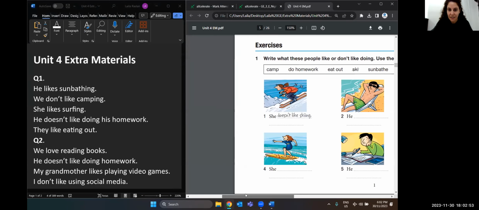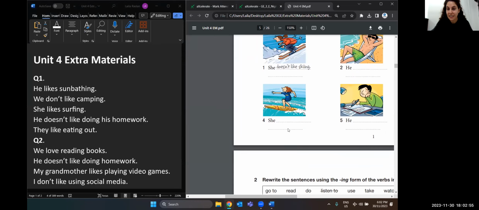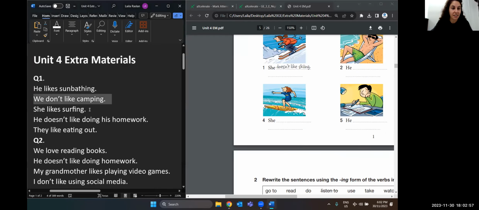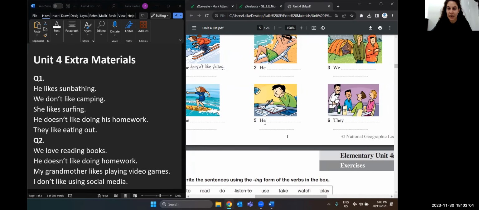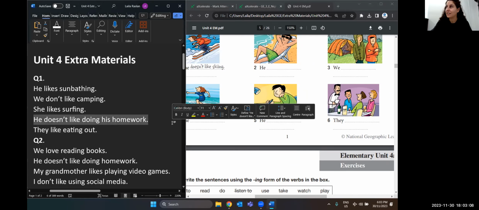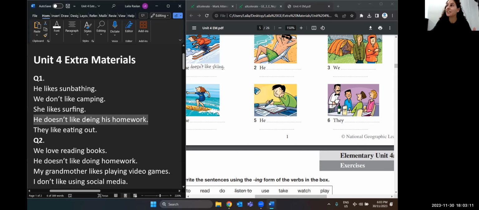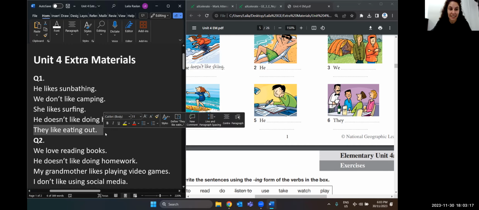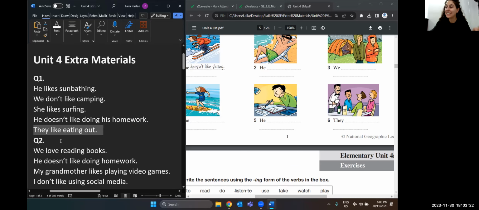Number four, she likes surfing. She looks happy. She likes surfing. Five, he doesn't. He doesn't like doing his homework. Six, they like eating out. They like eating out.